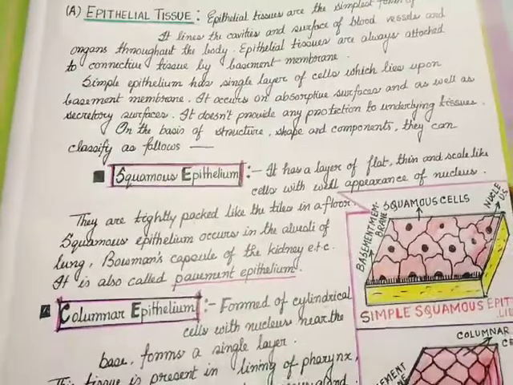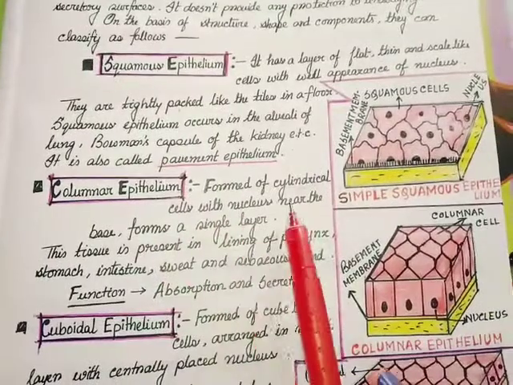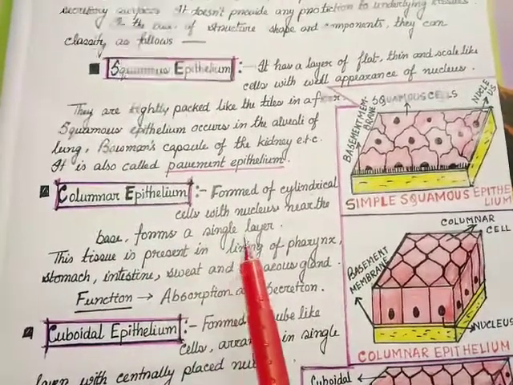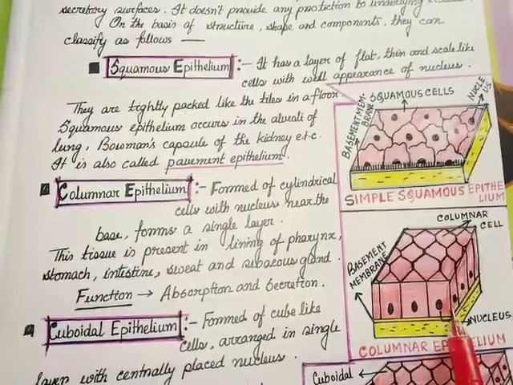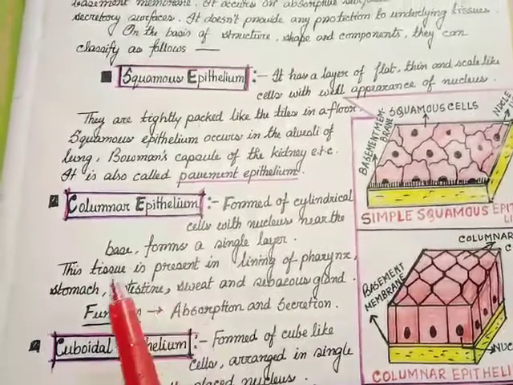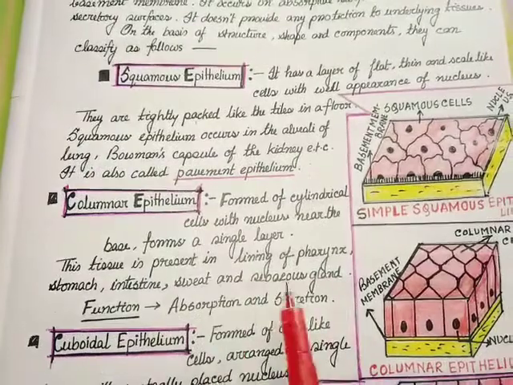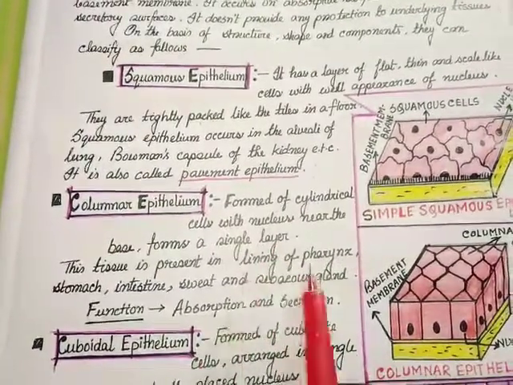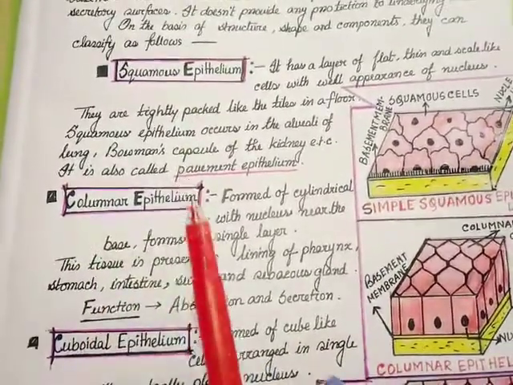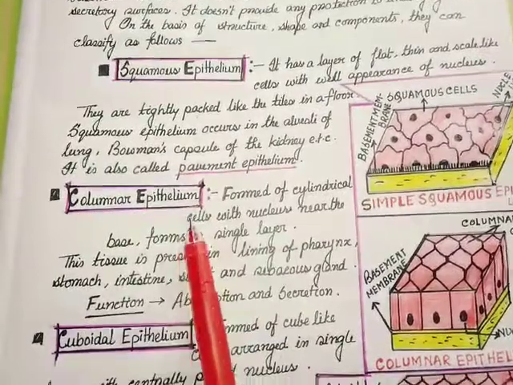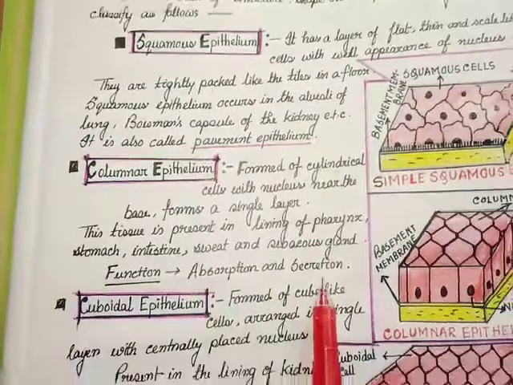Okay. Now the next one is columnar epithelium, formed of cylindrical cells with nucleus near the base, forms a single layer. Okay, cylindrical cells, nucleus. This tissue is present in the lining of pharynx, stomach, intestine, sweat and sebaceous gland. Again, structure, location, function: absorption and secretion. So columnar epithelium is a type of epithelium tissue which is responsible for absorption and secretion.